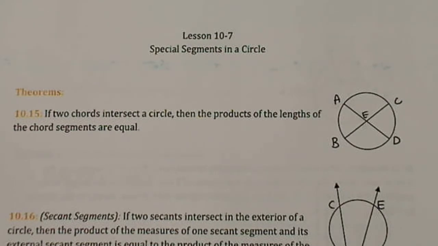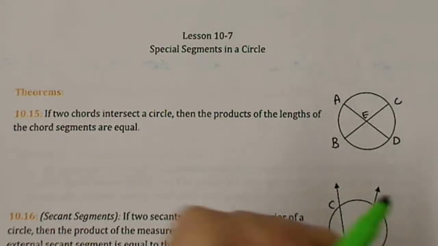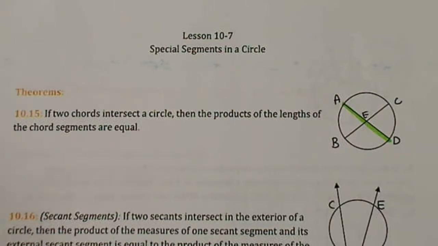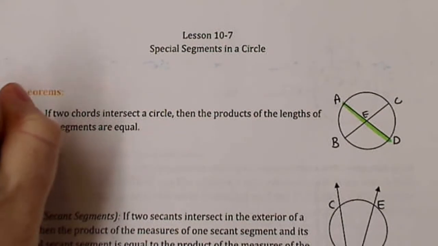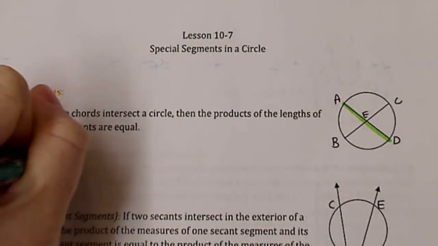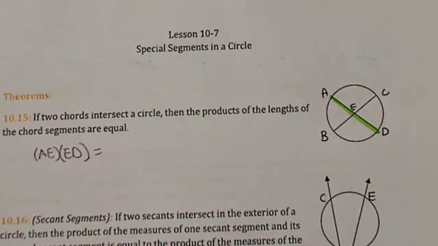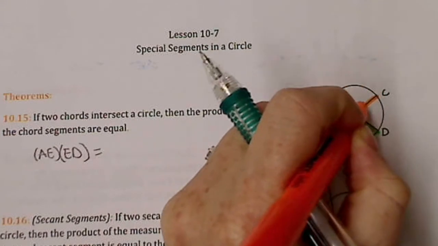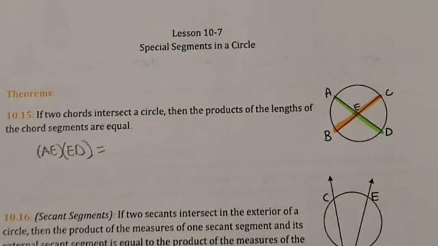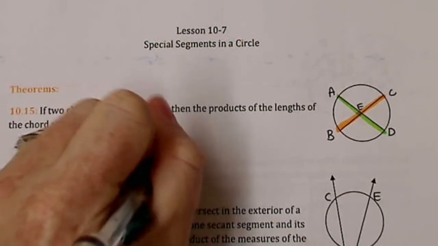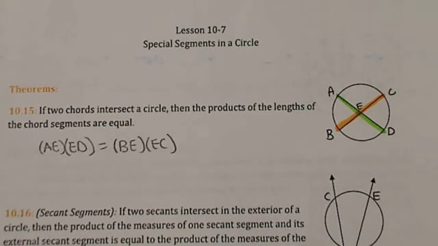Our first theorem talks about if two chords intersect, then the products of the lengths of the chords are equal. So let's take chord AE. So we have a segment here of AE, and product means multiply, and ED. Then that is going to be equal to the product of our other segment over here, BC. So its segments are BE and EC because they all intersect at that middle point, E.